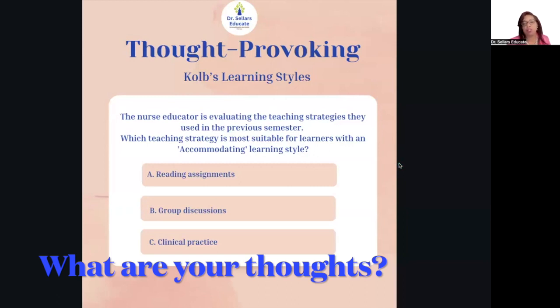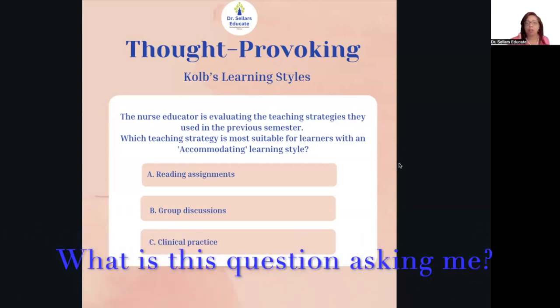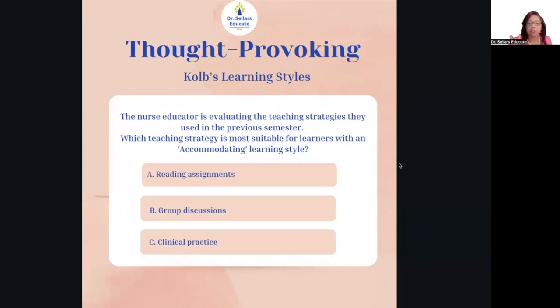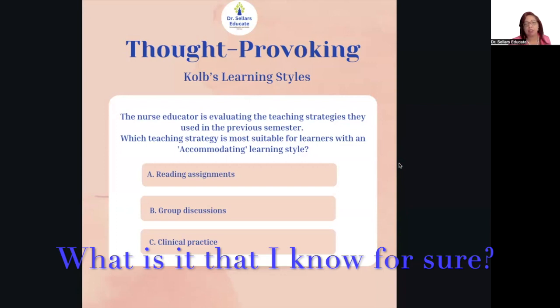Which teaching strategy is most suitable for learners with an accommodating learning style? We have 3 options. Now we know for the CNE exam, you may have 3 options or you may have 4. When you get to the question, we want you to consider 2 thoughts. Number 1, what is this question really asking me? And number 2, what is it that I know for sure about content included in this question?